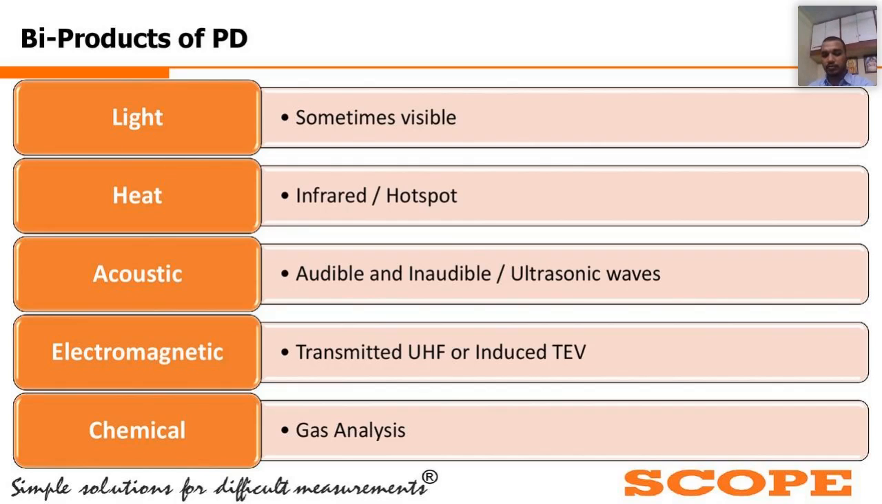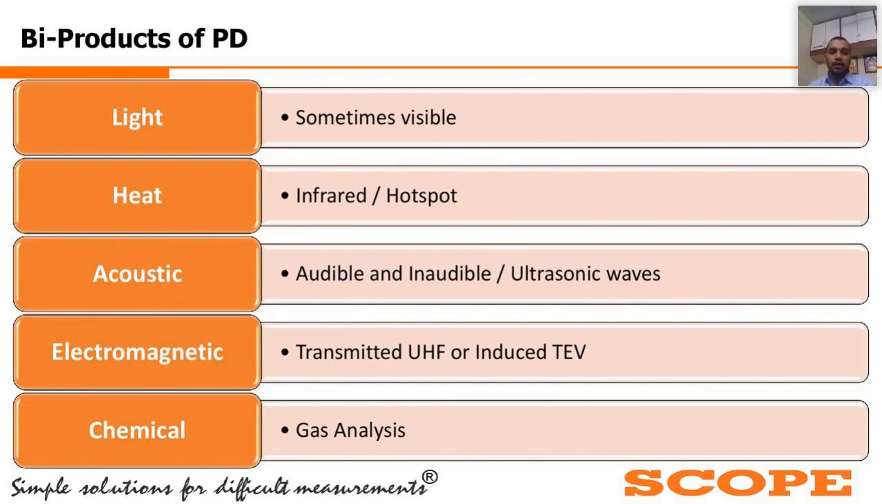Like in case of transformers, we have our online DGA, or DGAs. And in case of GIS, you have your gas analyzers, right, to detect if there is any gas like SO2 coming out of it. Now, these two methods are of prime importance here, and these are the two methods that we will be discussing today.